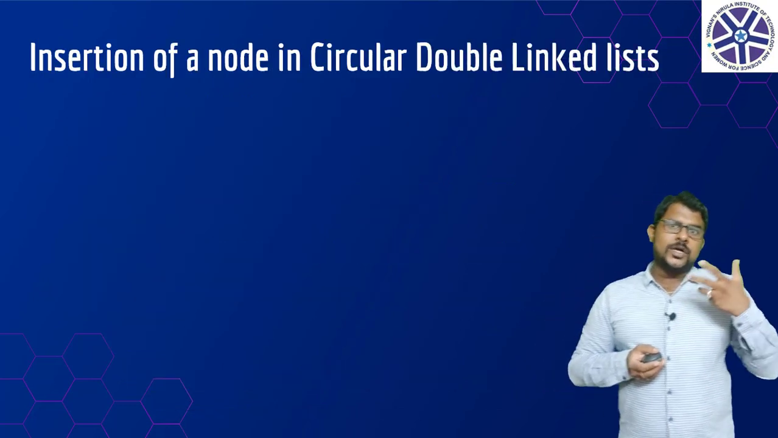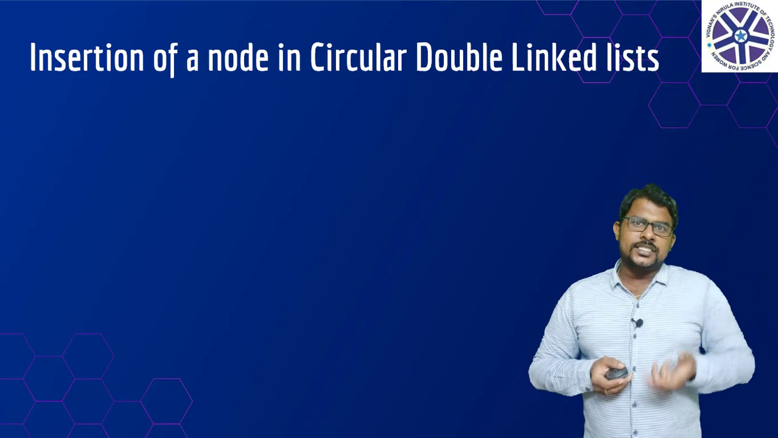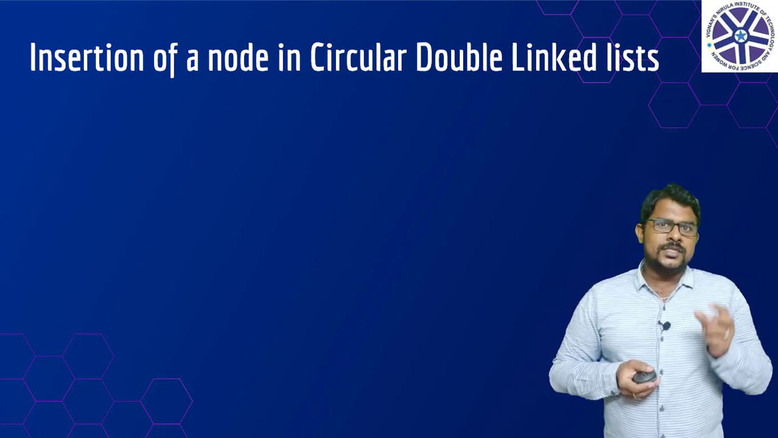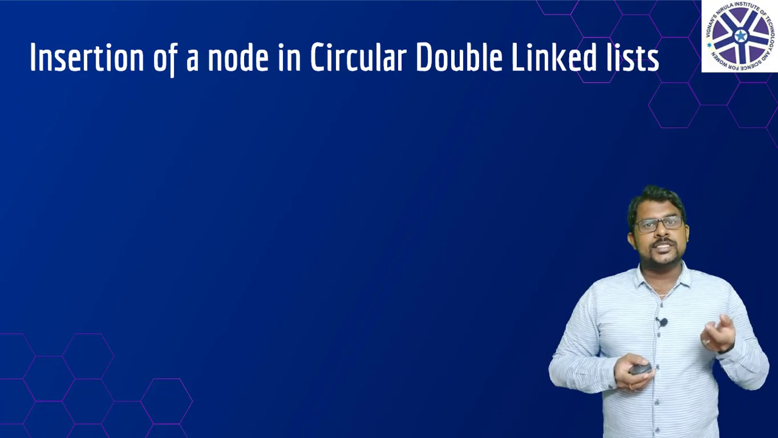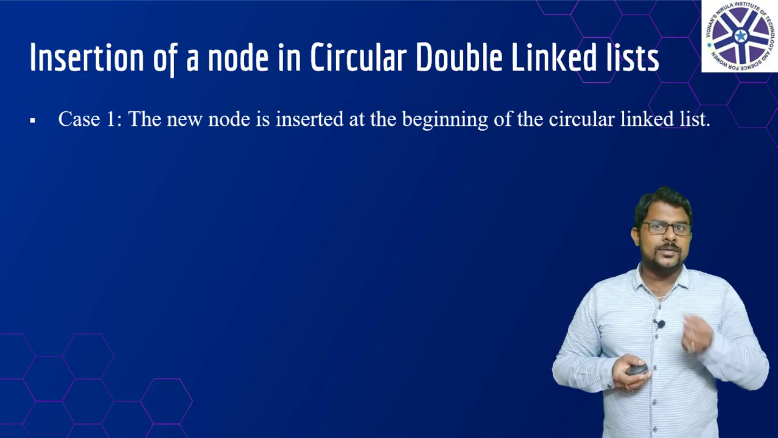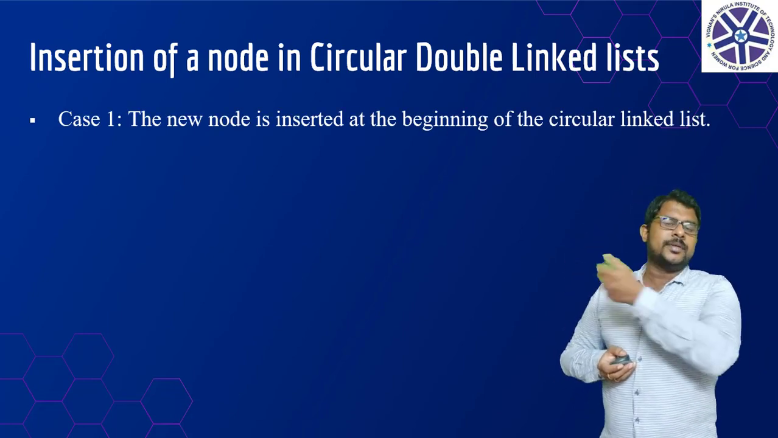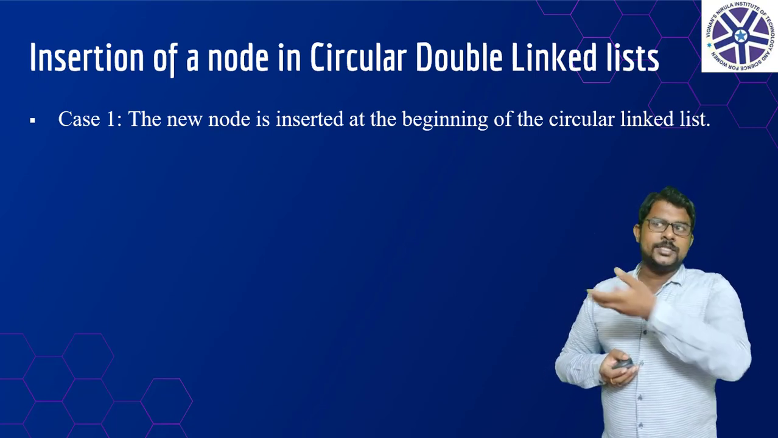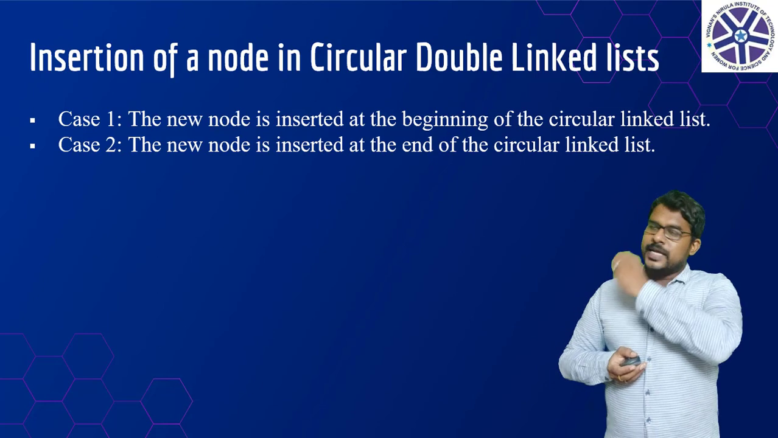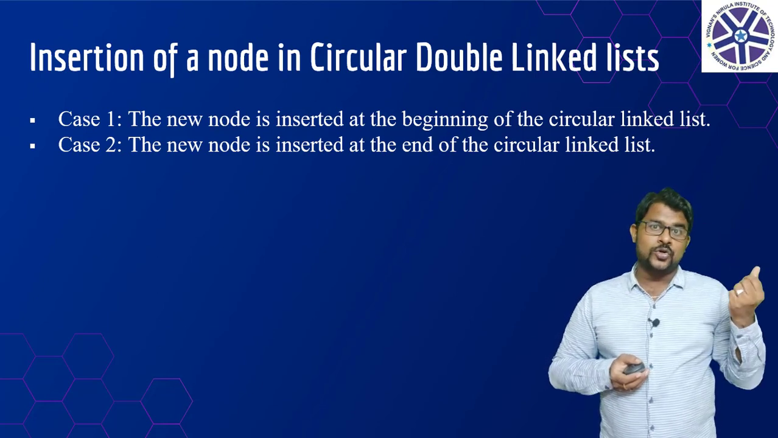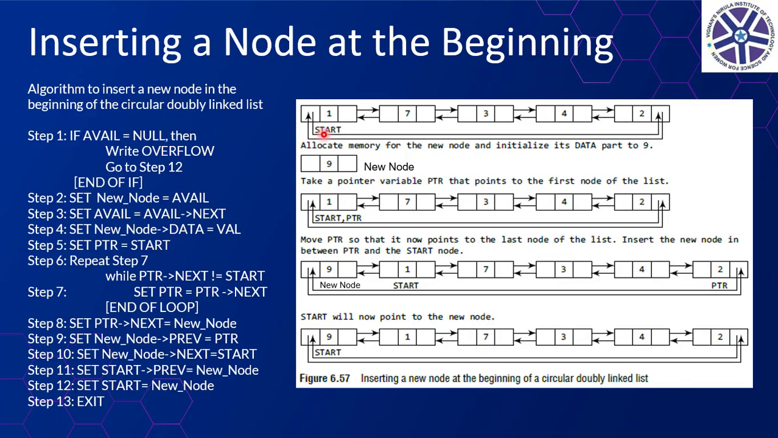When it comes to the operations, insertion is one of the operations in a circular doubly linked list. Here we are going to insert as the starting node. You are going to insert at the beginning, making the new node the starting node, or in the next case you are going to make the new node the last node. Inserting the new node at the beginning of the doubly circular linked list.